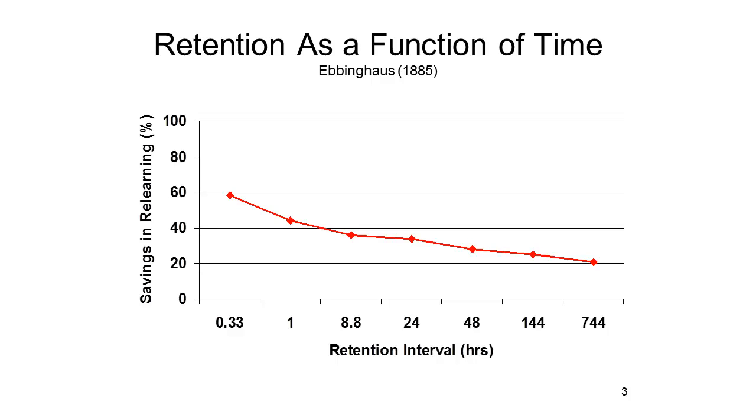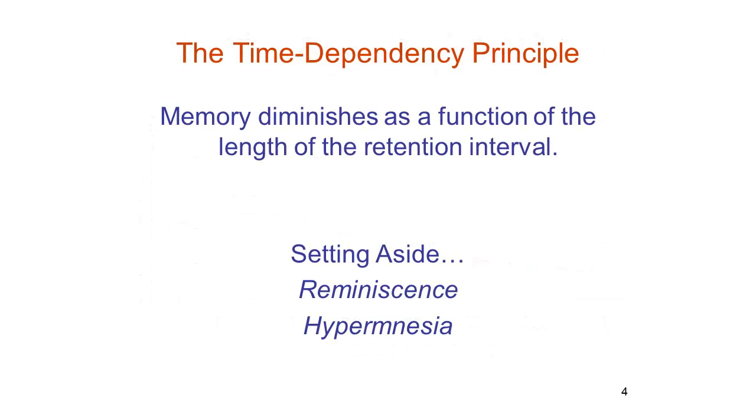In this study, the retention intervals were 20 minutes, an hour, almost 9 hours, a day, 2 days, 7 days, and so on. And what you see here is a progressive forgetting, with memory loss increasing with the length of the retention interval. Ebbinghaus's finding illustrates what we'll call the Time-Dependency Principle in memory, which states simply that memory for an event is an inverse function, a negative function, of the length of the retention interval between encoding and retrieval.